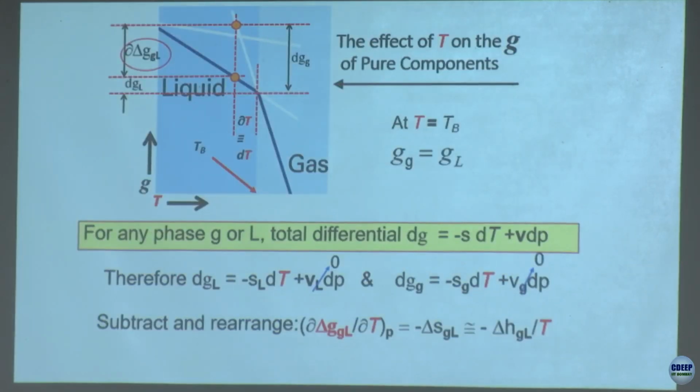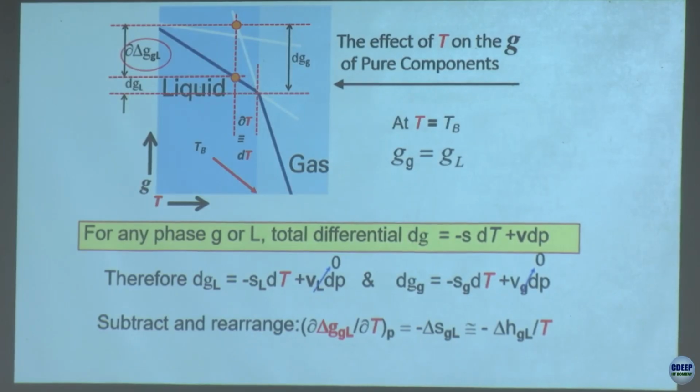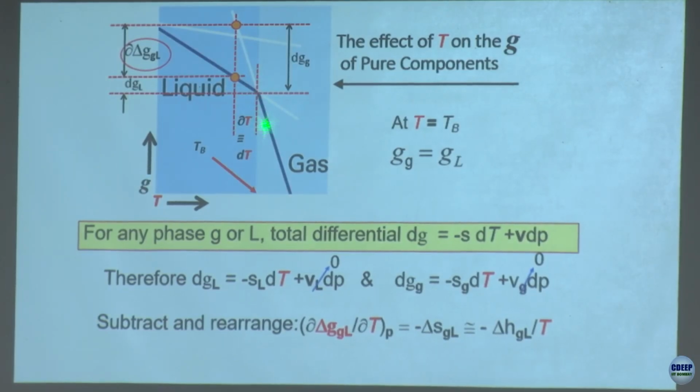This is diagrammatically shown here. Okay. So this is the boiling point temperature. Fine. Now at any given temperature T, supposing this is T, this is TB where the two are identical.